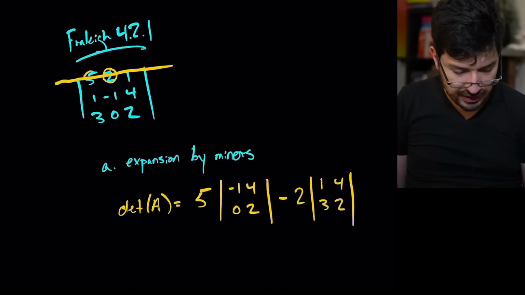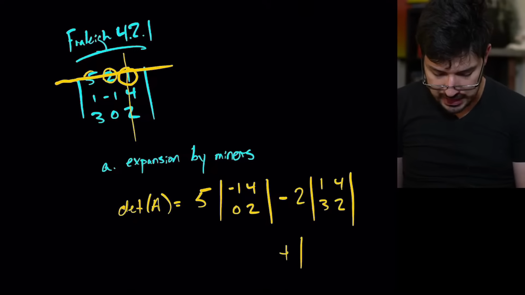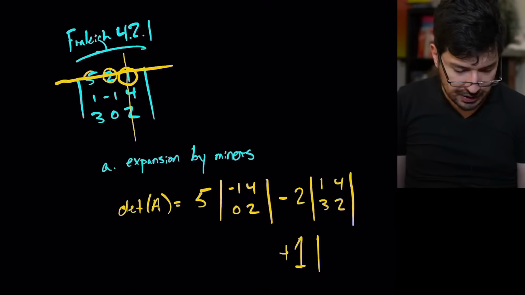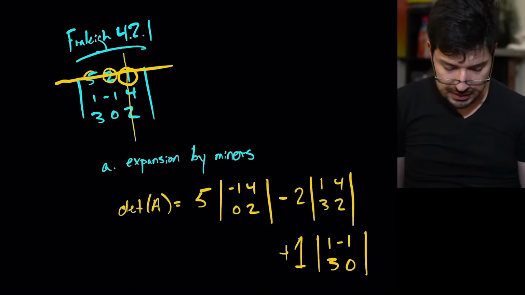So we slice out that thing. We're going to circle this cofactor. So we're going to add 1 times the determinant of the remaining matrix: 1, -1, 3, 0. Like this.